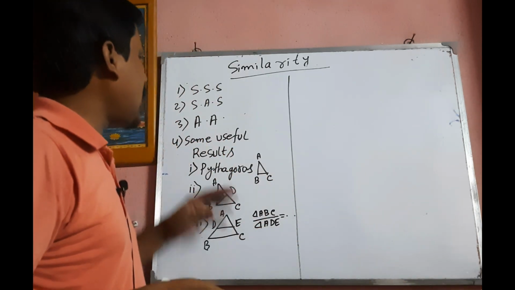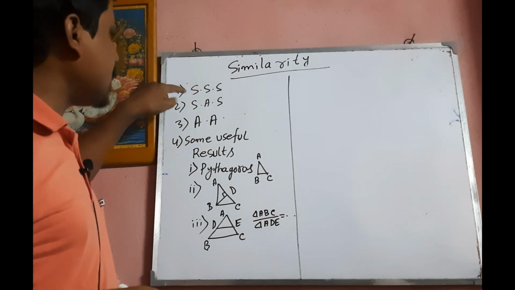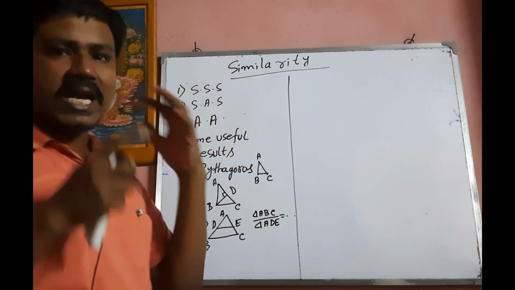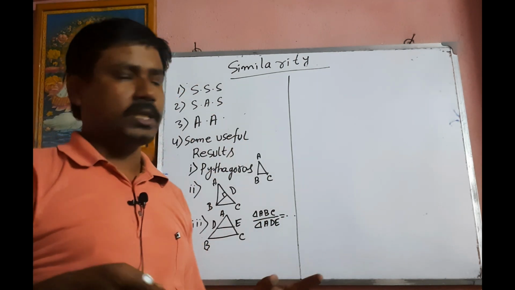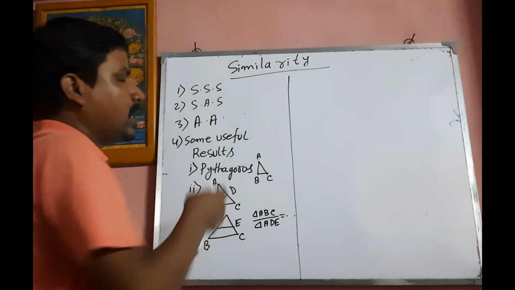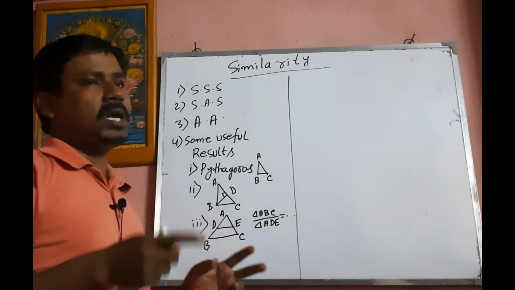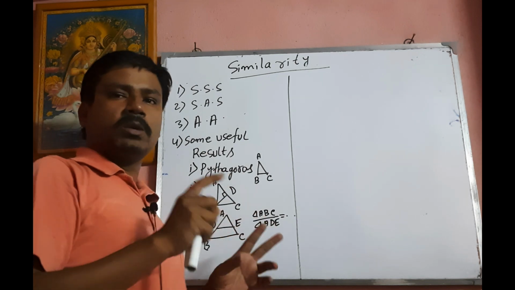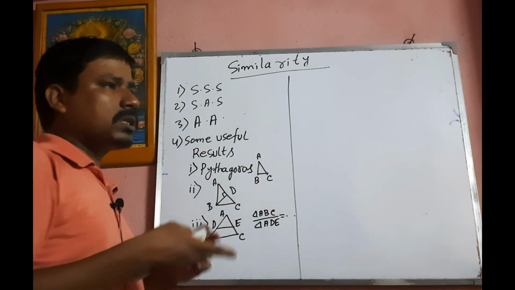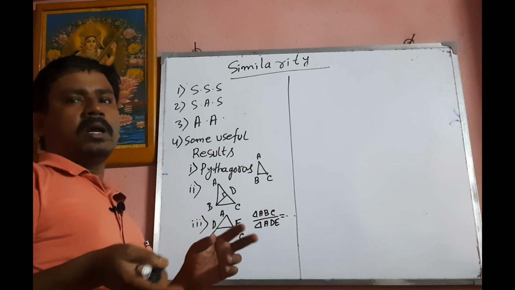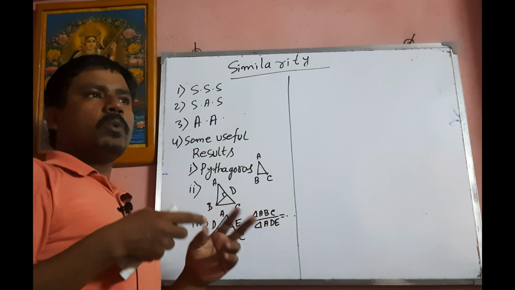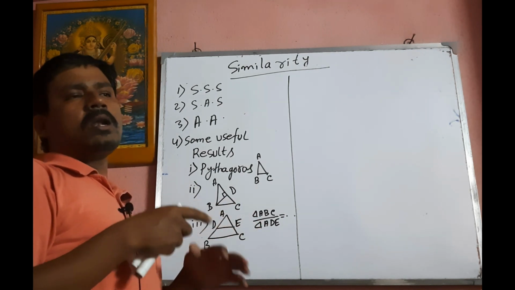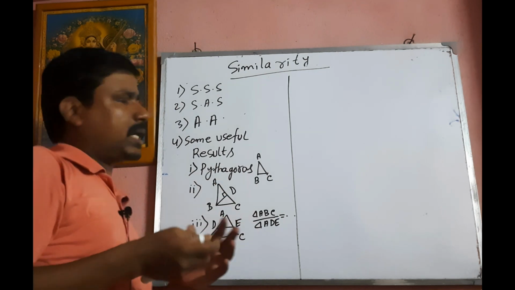The first formula is triple S, that is the side criteria of similarities, and the second formula is SAS, that is the side-angle-side criteria for similar triangles, and the third is AA, the two angles property, that is the angles of two given triangles.